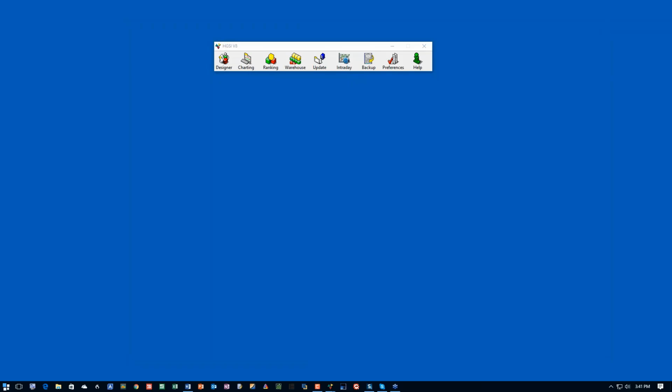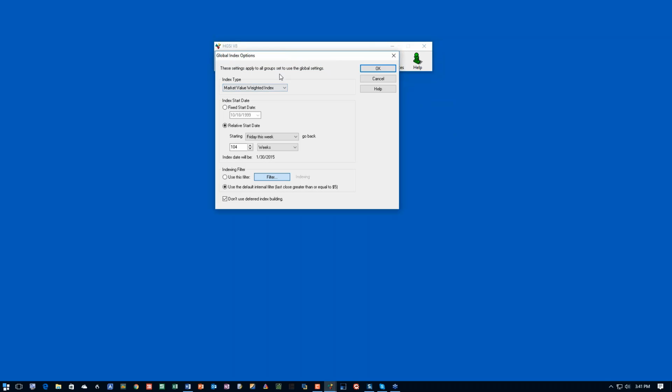Okay, let me show you a couple other things that I'm doing, and this is something that I just decided to do recently. Under preferences, we have global index options, and we have several choices. We have market value, average price, price weighted, and equal dollar weighted. We've always used equal dollar weighted, but what I'm going to do is change to market value weighted. There's a couple of reasons for this, and I'm going to show you what they are right now.